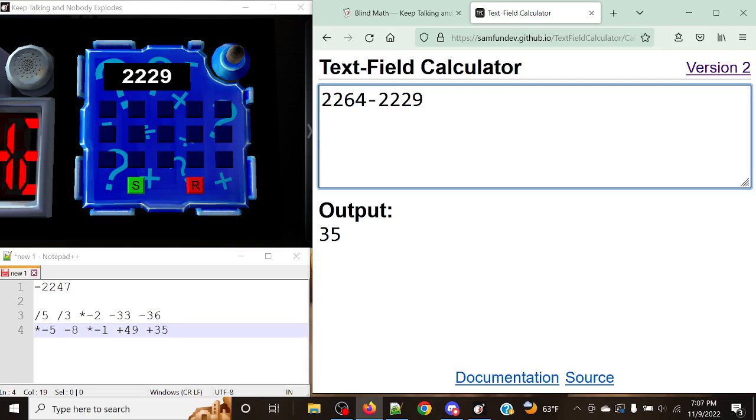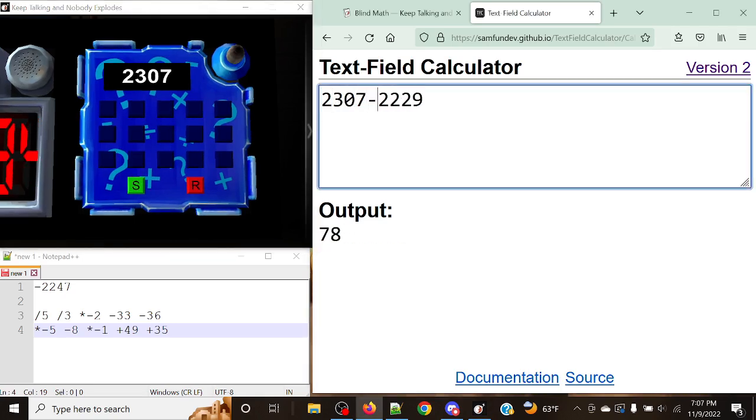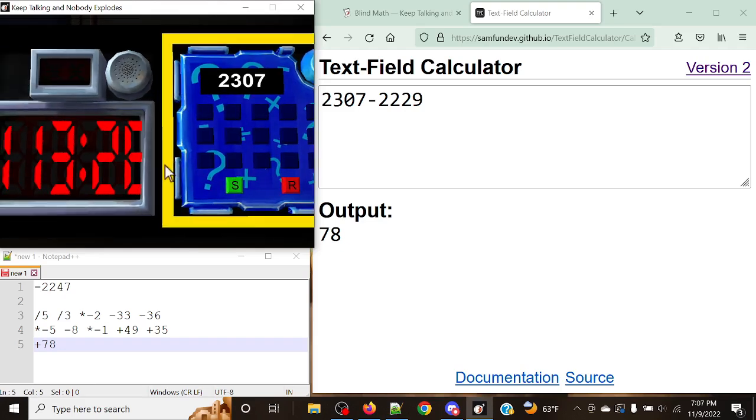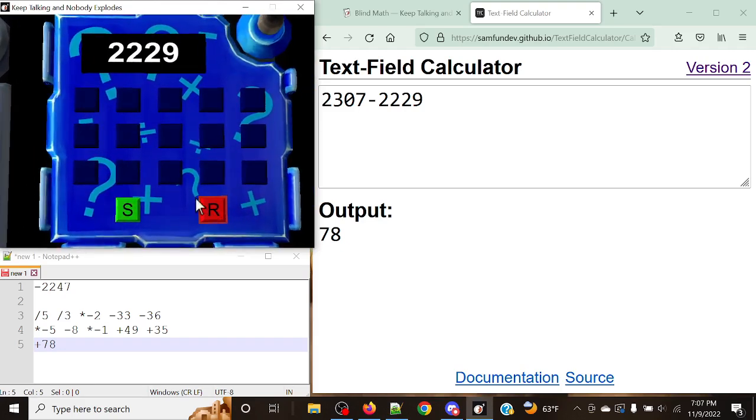Let's take a look at the next one here. 2307. That's a big boy. So 2307 minus that. So it's going to be adding 78. Now, obviously, it's not necessary to do all of these. You can actually solo this if you wanted to, and just go all over the place if you feel so inclined. 2162. Okay.